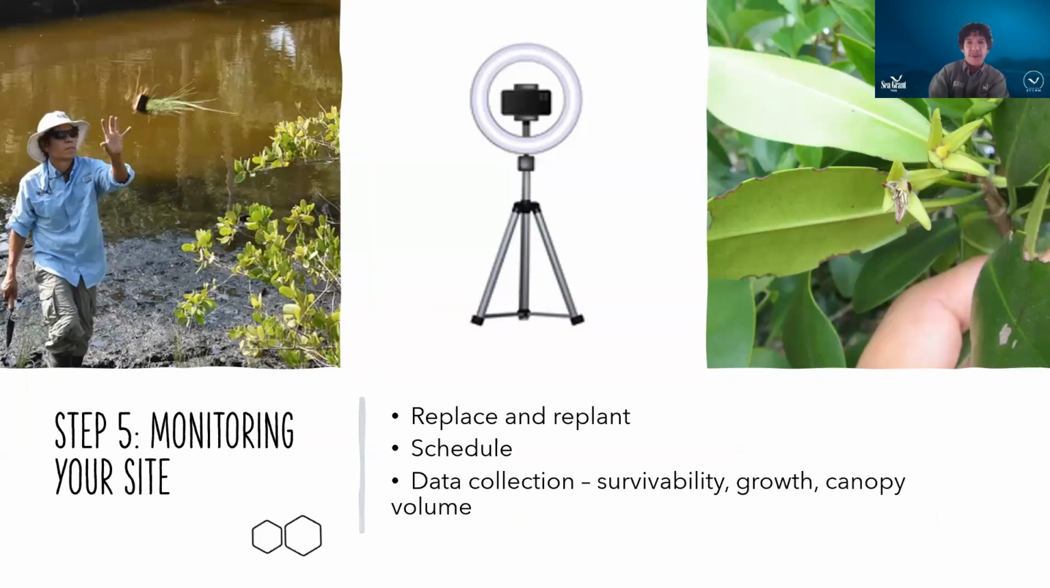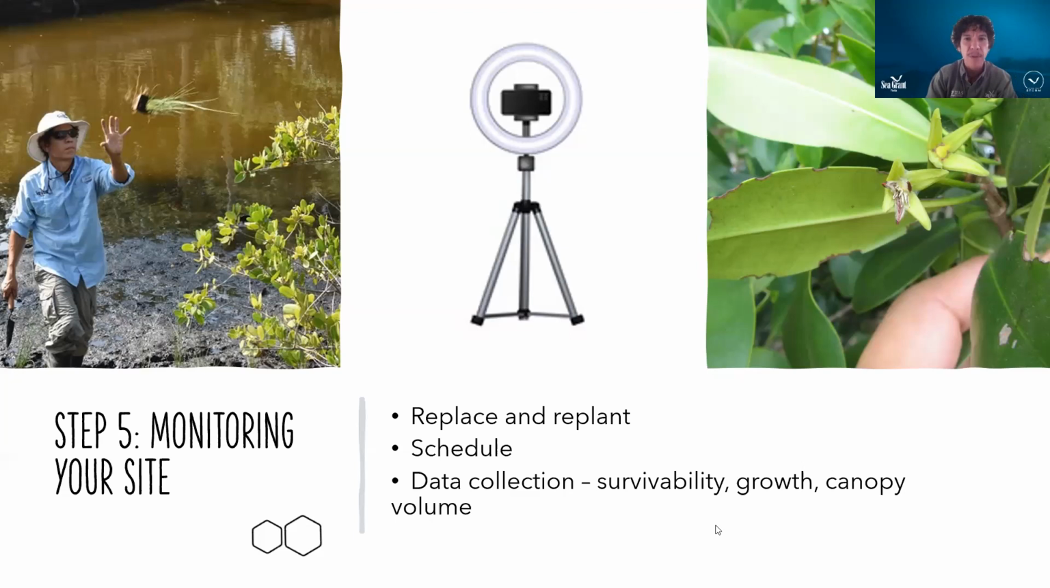Step number 5, I think, will be monitoring your site. So you already do the planting. You have to take into account that some of the plants won't survive, so you have to do some replacement. Knowing how many plants you planted in, sometimes if your area is not too big, you can individually mark them. That way you can actually monitor individual trees. That's a great way to do this.